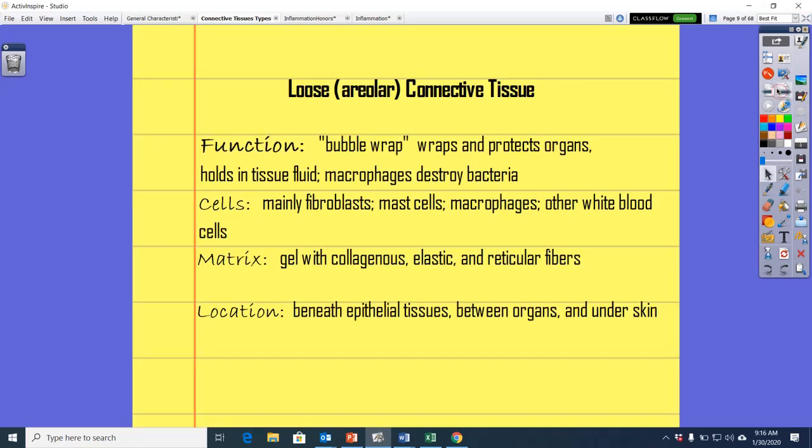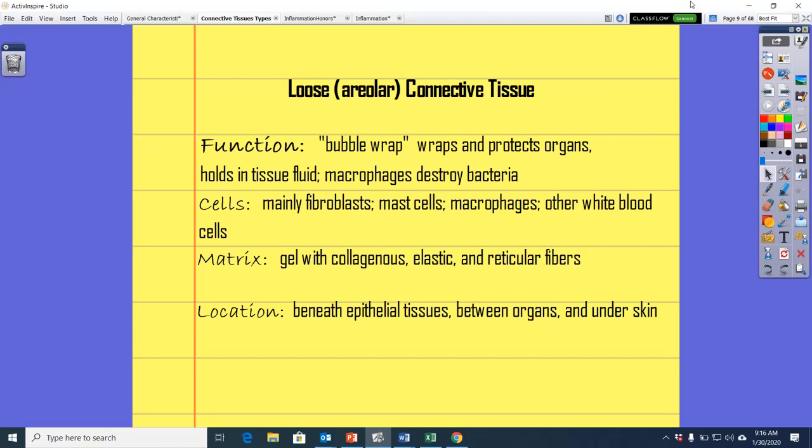All right, so let's look at the information about areolar connective tissue. It is a bubble wrap for the body, and it will wrap and cushion organs, protect organs. It'll hold tissue fluid if there is an inflammatory response. Tissue fluid is going to cause swelling, and so the change in size that you notice when an area is swollen is due to that tissue fluid.